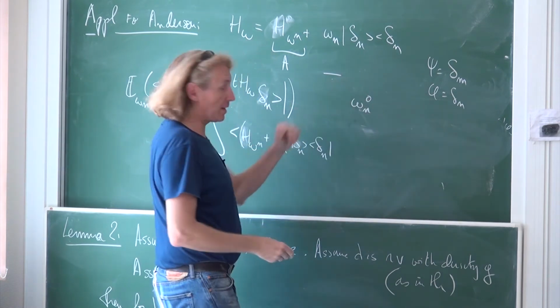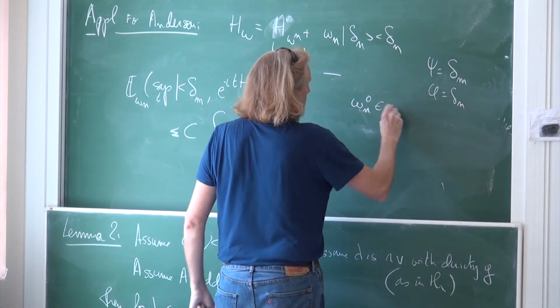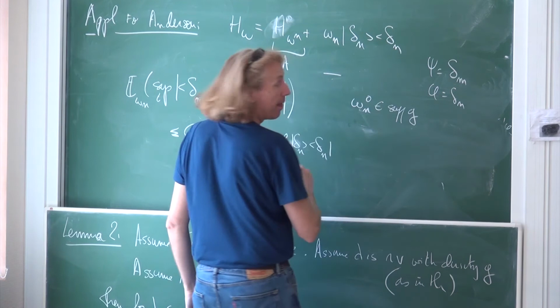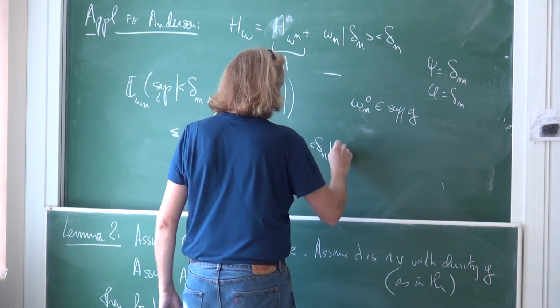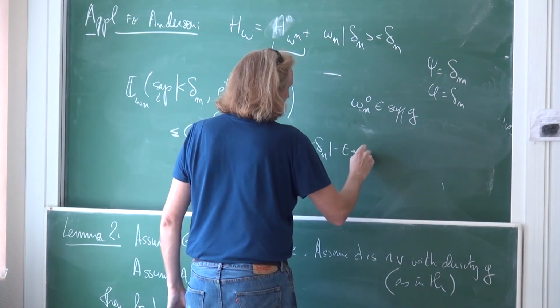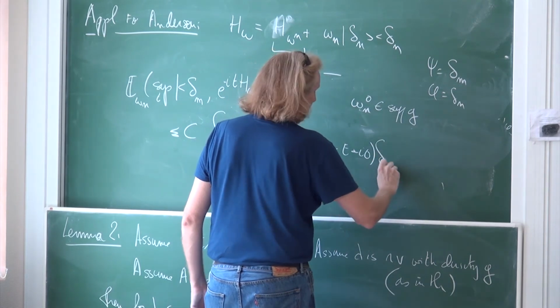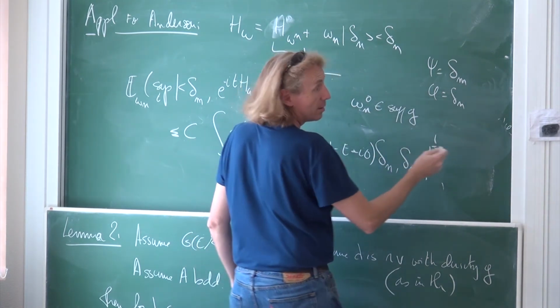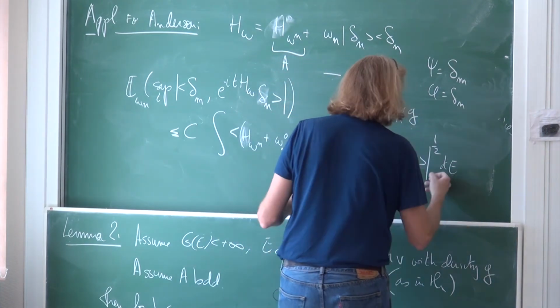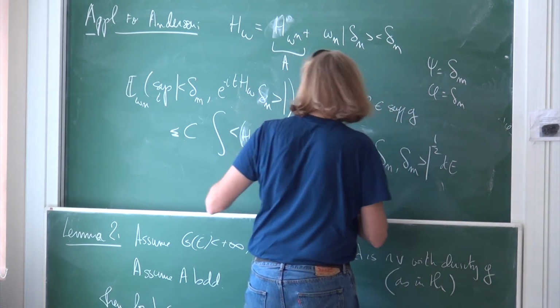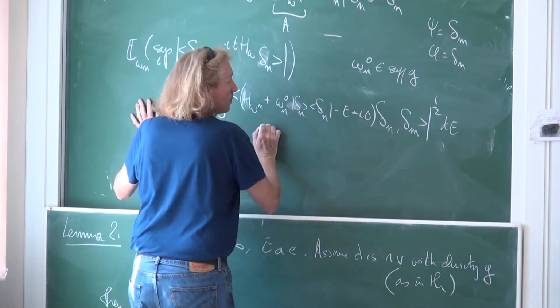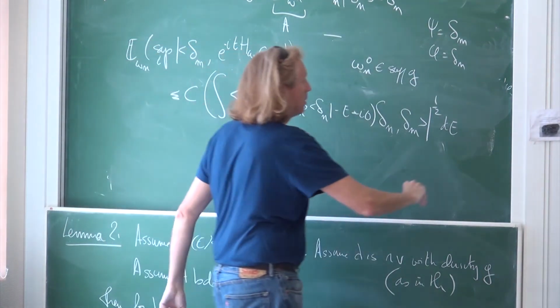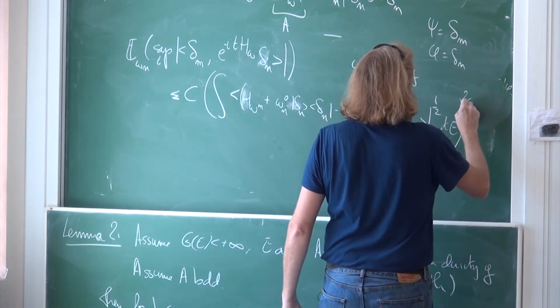ω_n^0 is just a fixed number, right? It's in the support of g. And here we have minus E minus i0, and we have δ_n δ_m, 1/2 dE. And there is a 2/3 here.